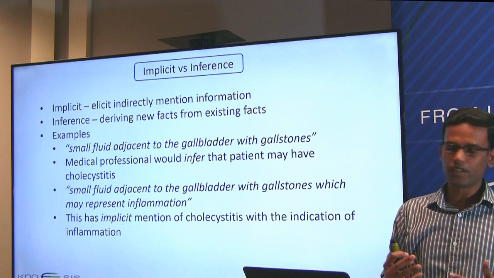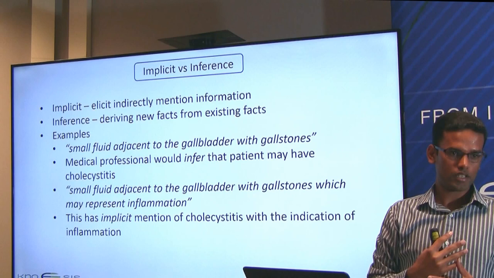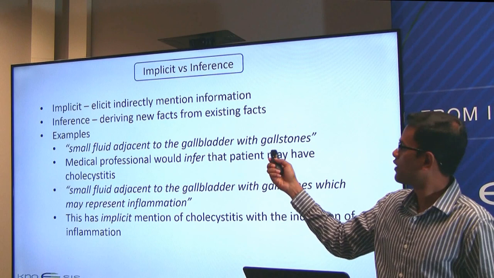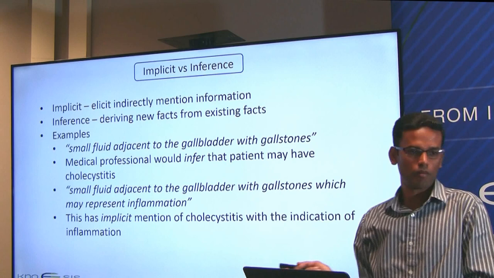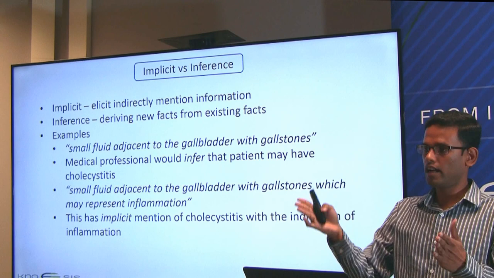This is something that you will derive based on your medical knowledge, right? So, if you annotate this with cholecystitis, you are using that this can cause cholecystitis. Here it's already mentioned, even if it doesn't explicitly say so. Yes, this actually mentioned that it may represent inflammation in the gallbladder. So I'm worried about these things. That's the line between inference and implicit that I draw.